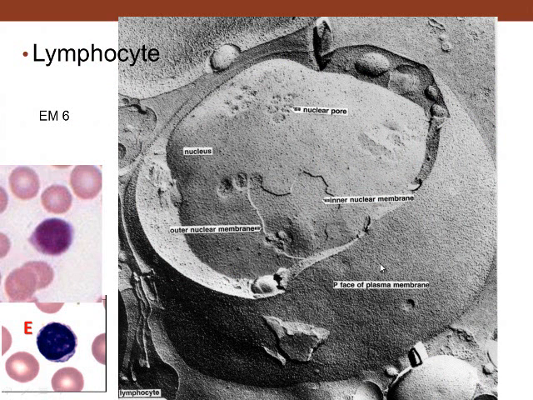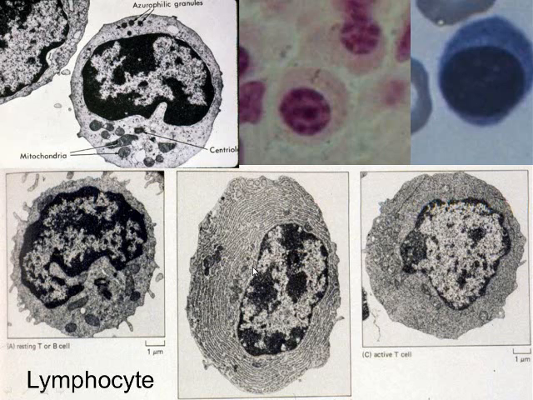Here's one with carbon replica transmission electron microscopy. It shows you the outer P face of the plasma membrane, the nuclear envelope, and the nuclear pores, and you can see that the nucleus is a very big percentage of the cell, as we just indicated.